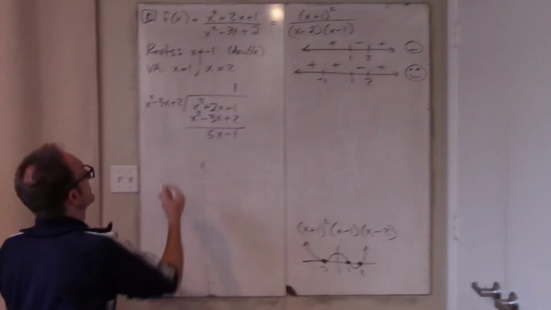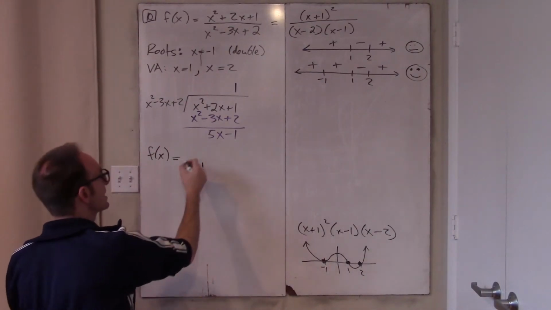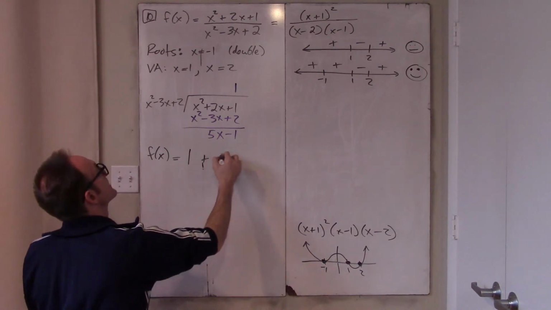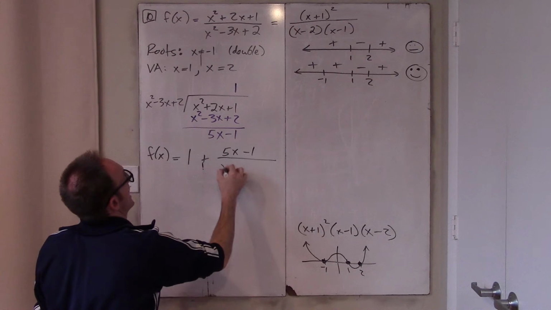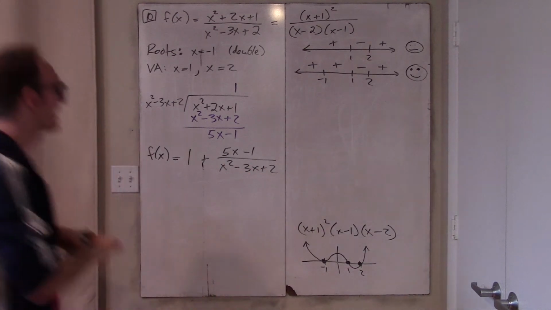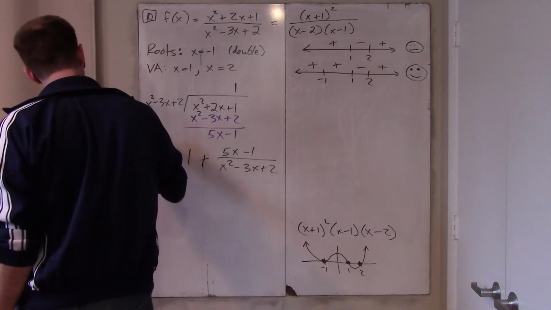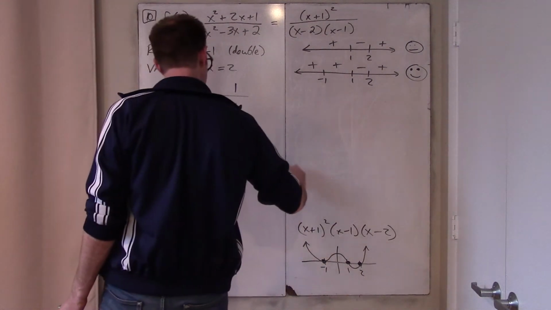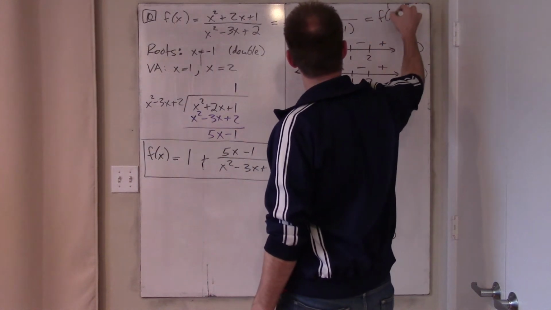And what does it mean? It means that I can write this function as 1 plus (5x minus 1) over (x squared minus 3x plus 2). Okay, and now what's happened here are sort of three separate representations of this rational function.